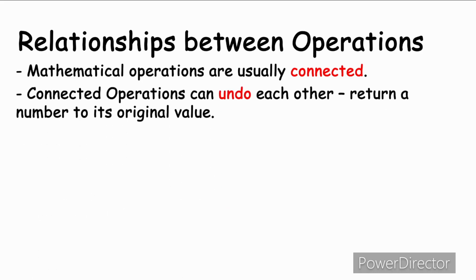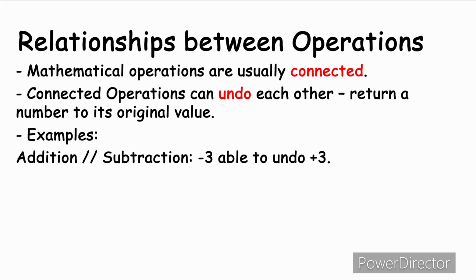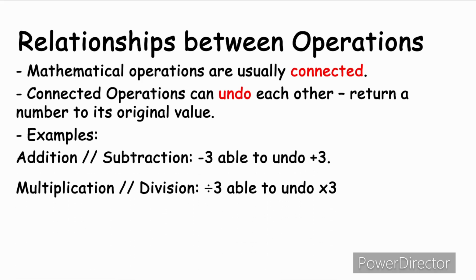This means when you put an operation on a number and put a connected operation on the same number again, you end up with the original number. And obviously, examples can include addition and subtraction, multiplication and division, or even harder ones such as roots and powers, where rooting and then squaring a number ends up with the original number instead.